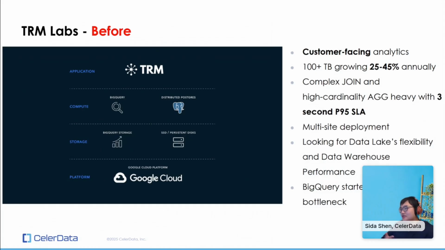Their data size is around 100 terabytes and growing around 25 to 45% annually. Their query profile is really complex, with joins and high cardinality aggregations. They have a 3-second P95 SLA for their customer-facing workloads, and they need to deploy this for multiple of their sites on prem. Before, they were using BigQuery as the storage as well as the compute, but they were soon running into performance bottlenecks on GCP.